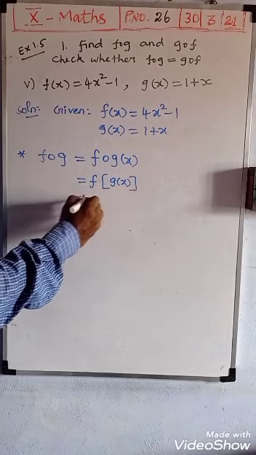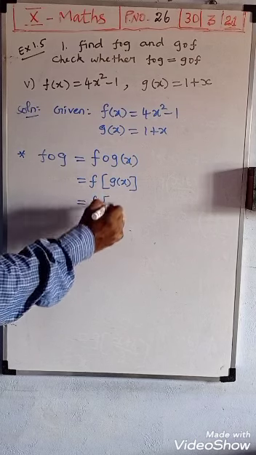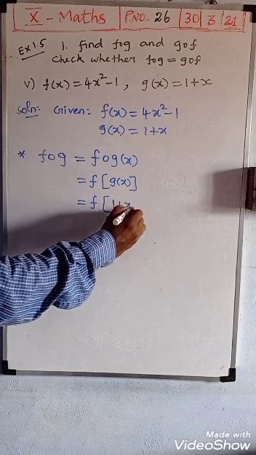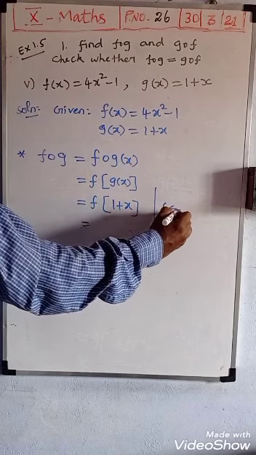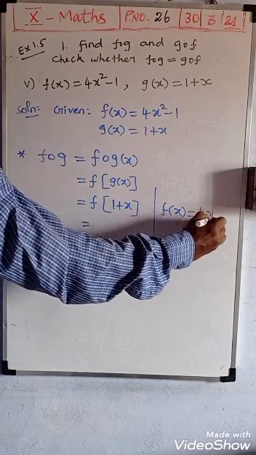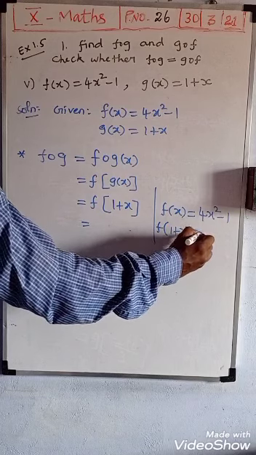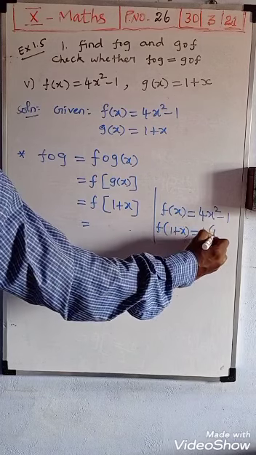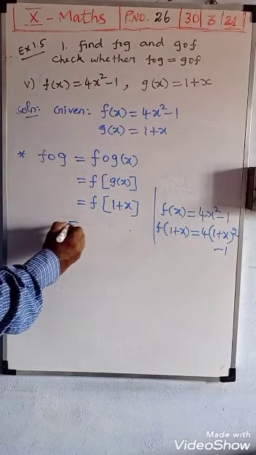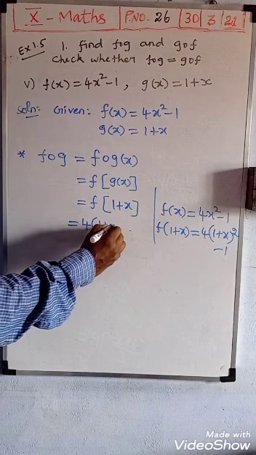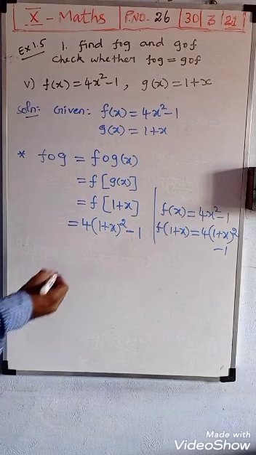Now f of G of x. What is G of x? 1 plus x. Now we want to substitute into the function f. So f of x is 4x squared minus 1. Now we need f of 1 plus x. So instead of x you should substitute 1 plus x. So the answer is 4 times 1 plus x to the whole square minus 1. So this you should simplify.